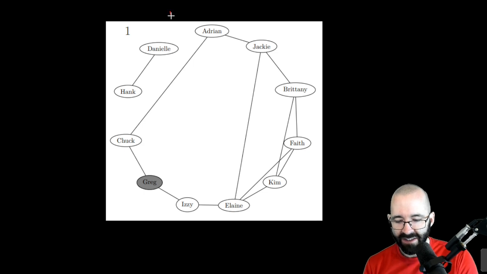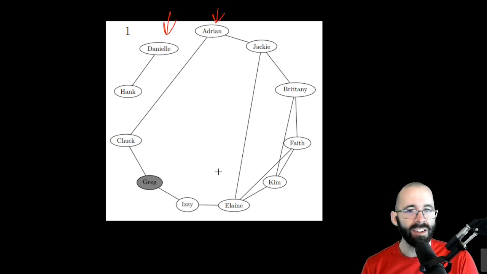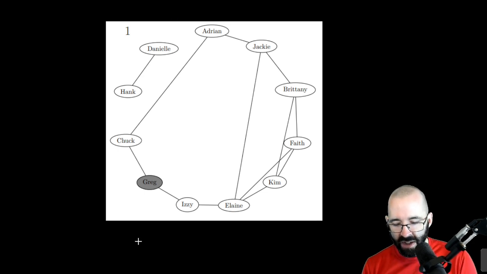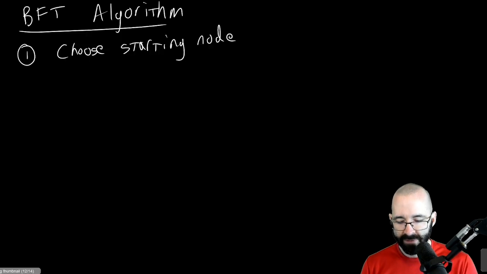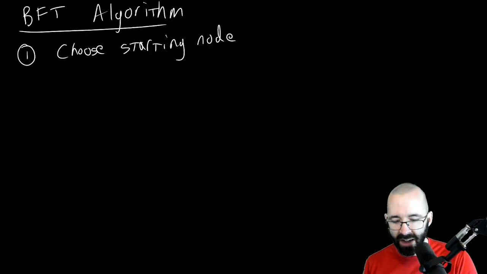If it's not connected, whether we start with Danielle or start with Adrian will definitely matter, because one will be a very short algorithm. Okay, so here we've chosen Greg. We're going to start with Greg. So we did it. All right, we're starting with Greg.